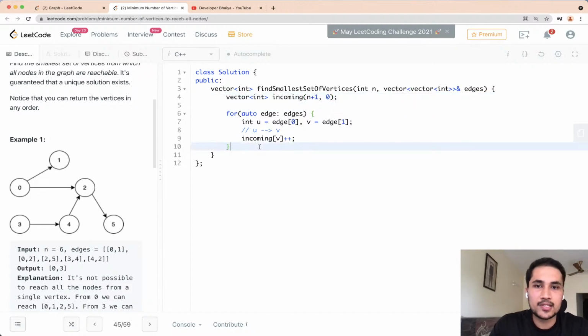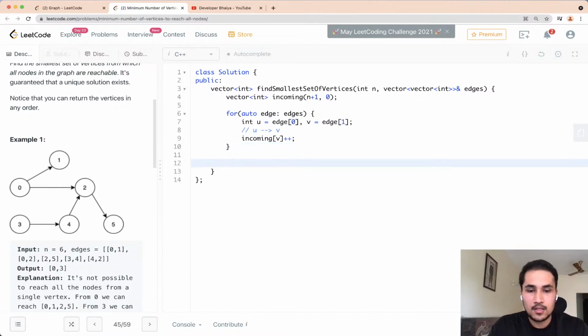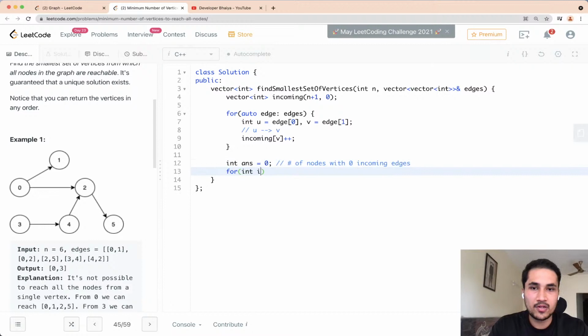And as we are processing edges, we are making sure that we are processing the incoming array correctly, so that later on, incoming v will tell us how many incoming edges a node has. Okay. Then we can say int nodes with zero incoming edges. What do you want to call it? Let's call it answer for now. But this is basically the number of nodes with zero incoming edges. So that can be quite straightforward.